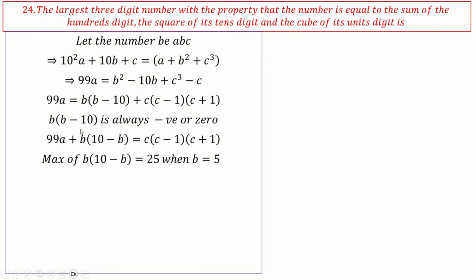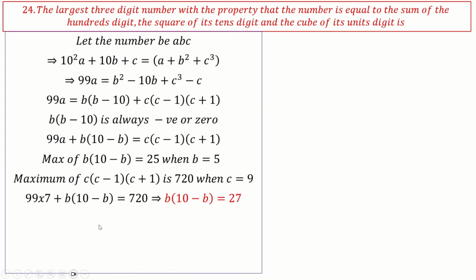Okay, that is this number. This maximum is 25. Maximum of this one is 720 when C is equal to 9. Okay, when C is 9, this is the maximum I'll get. Okay, 720. This is 25 max, this is 720. So I should try to get it right, so let me cross check this one.